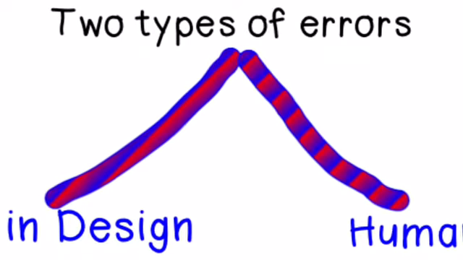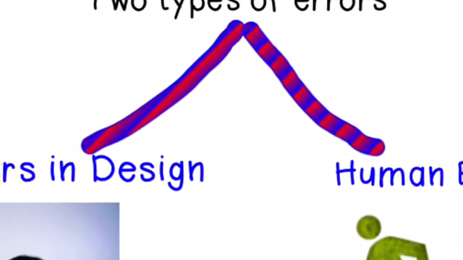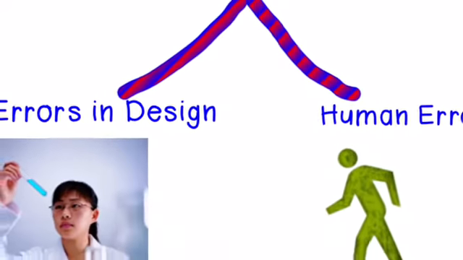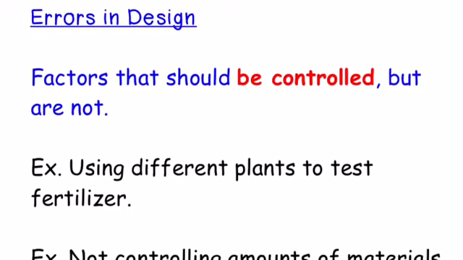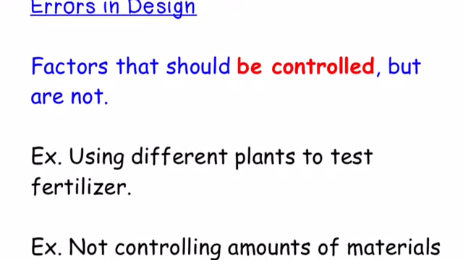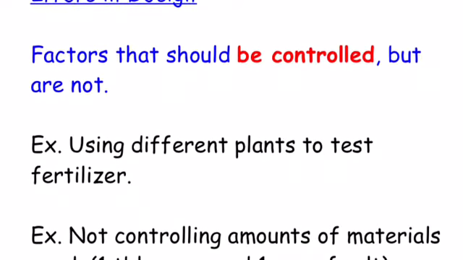Two types of errors are errors in design and human errors. So we're going to take a look at those two types. Errors in design are factors that should be controlled but are not. So this is if we used different plants to test the fertilizer.